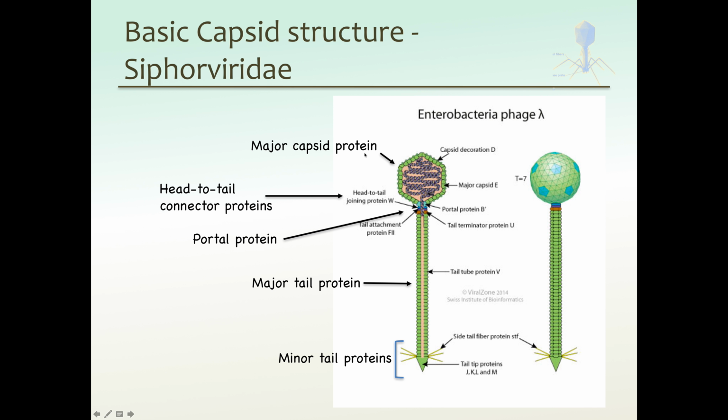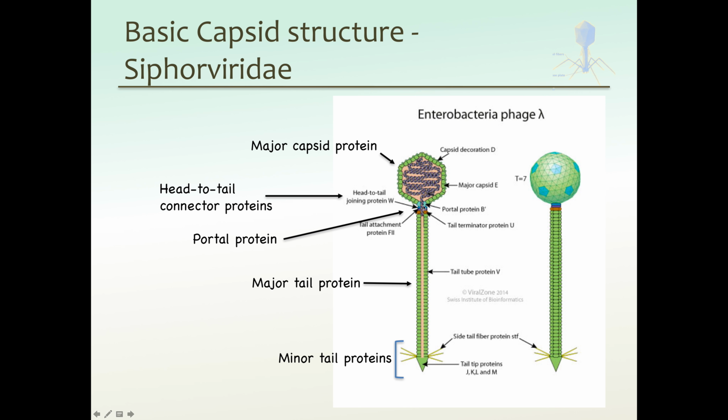The majority of the phage proteins in the capsid are repeated over and over again. So the capsid is often made up of one major subunit that's used over and over again. There are often other minor capsid proteins and proteins that decorate the capsid, but there's usually one protein that makes up the majority of the capsid head, and this is called the major capsid protein. There are also proteins that connect the head to the tail, and these are called head-to-tail connector proteins.